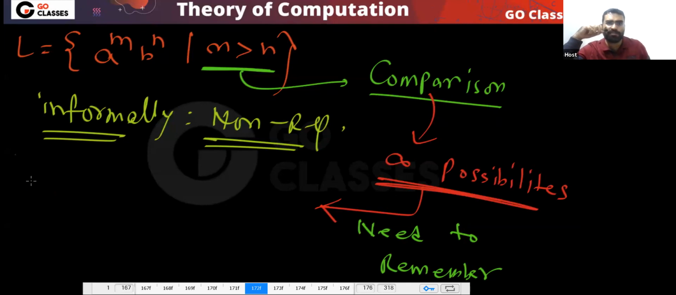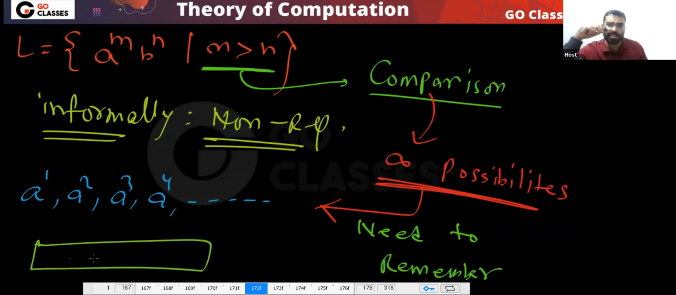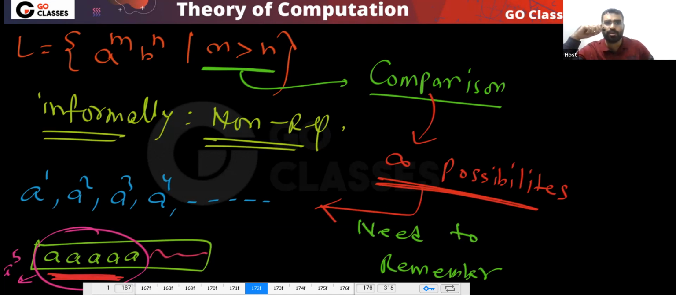We need to remember these infinite possibilities like a power 1, a power 2, a power 3, a power 4. Do we need to remember this exact number? Yes. Because I need to see how many b's will come. So this exact number I need to remember.